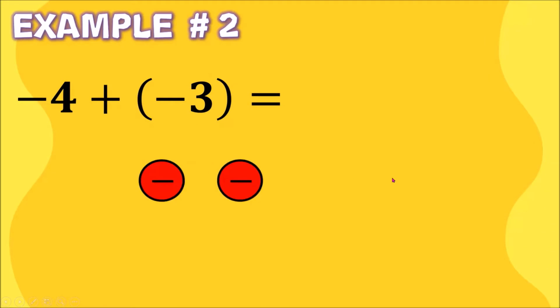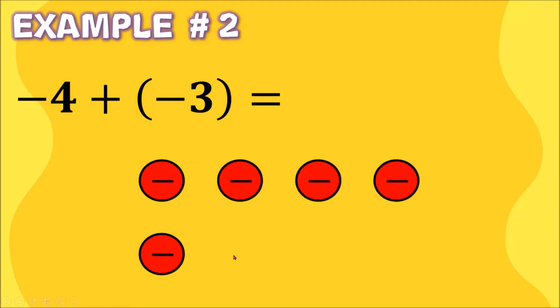Next, example number 2. -4 plus -3. So in this case, we will use the red colored counters because here we have -4. And then -3, 3 red colored counters. Again, no cancellation. So in all, we have here 7 red colored counters. That is -7.